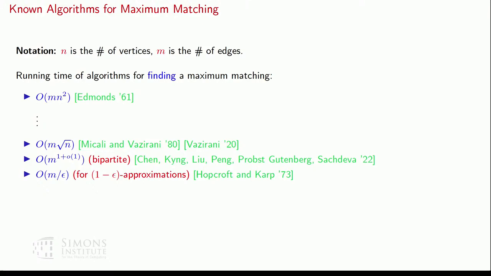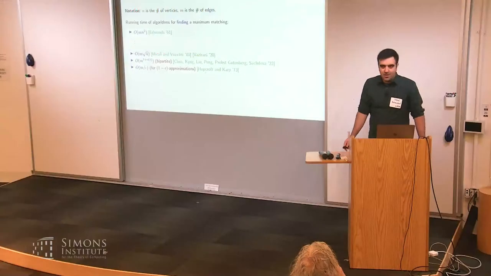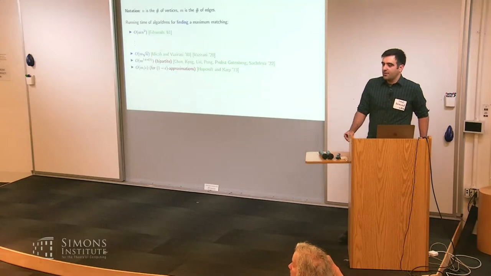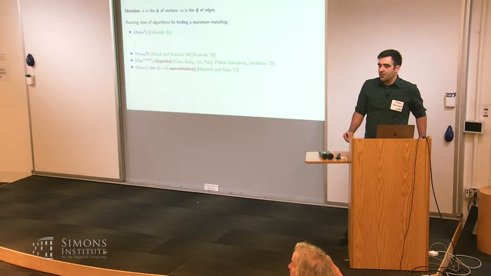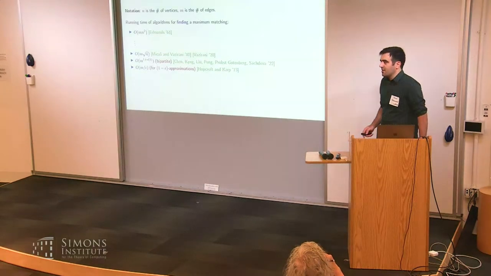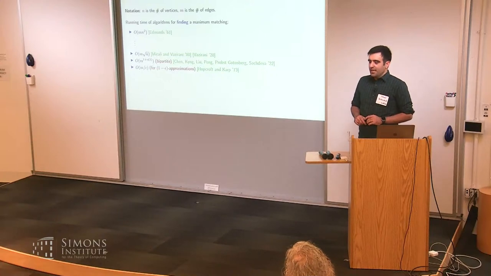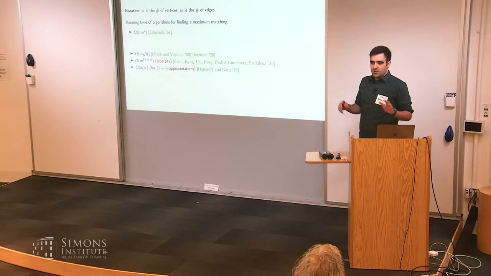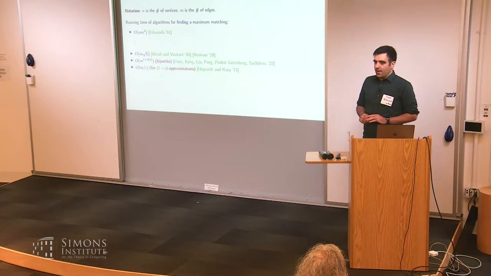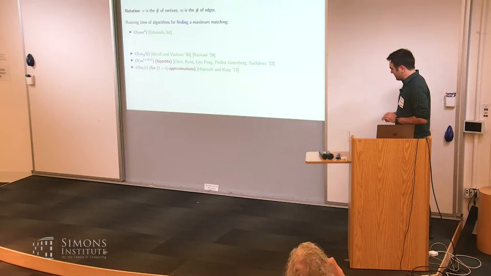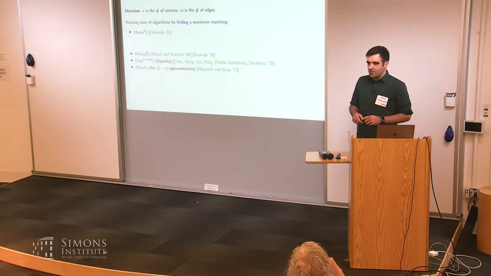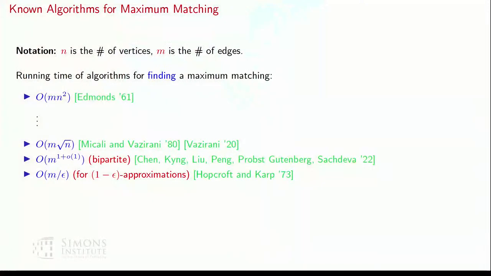I thought it's Duan and Pettie, but... Yeah. Hopcroft looks for shorter augmenting paths via BFS, right? So it'll be just for bipartite graphs. I see. Okay. Okay, thanks. So the point is that if we relax it to one minus epsilon approximations, we have simple linear time algorithms. Yeah, so Hopcroft, I thought it's the second phase that only requires the graph to be bipartite, but thanks.